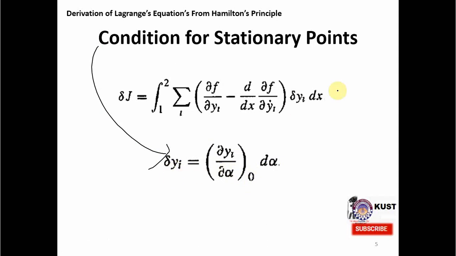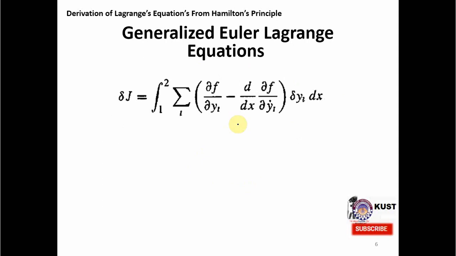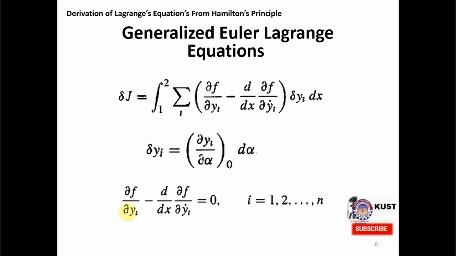And if we put this condition into this variation, then what we get is that either this is equal to 0 or this whole term is equal to 0. And from this we get the generalized Euler-Lagrange equations, as you can see over here: del f by del y, and you can see now this generalization in terms of the variable index I. So now we don't have only one variable, but multiple variables and their derivatives, where I goes from 1 to n, and these are the Euler-Lagrange equations.